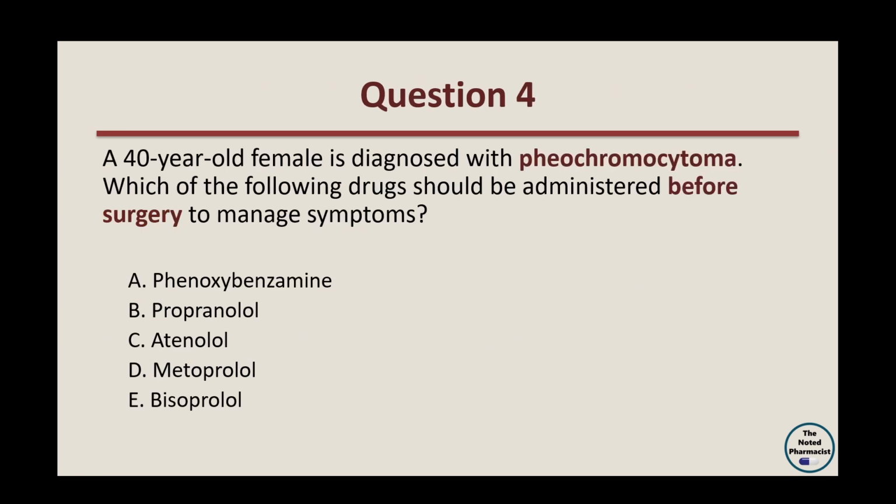Question 4. A 40-year-old female is diagnosed with pheochromocytoma. Which of the following drugs should be administered before surgery to manage symptoms? Option A, phenoxybenzamine. Option B, propranolol. Option C, atenolol. Option D, metoprolol. Option E, bisoprolol.